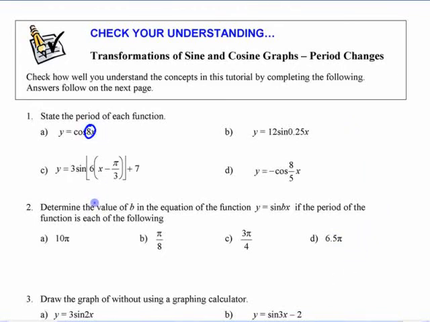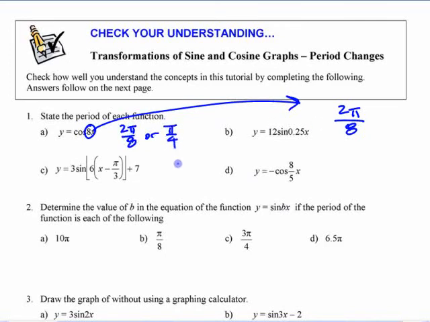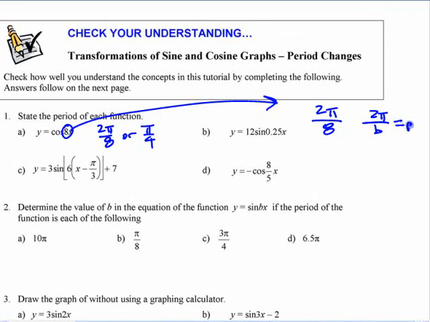Like if there's an 8 in here, you've compressed it down times 8, like you've divided it by 8. Normally the period is 2 pi. If you have an 8 there, then you're going to divide it by 8, right? You take the period and cut it up into 8. So it's 2 pi over 8 or pi over 4. You can just take 2 pi and divide it by that b value, and that gives you the period.